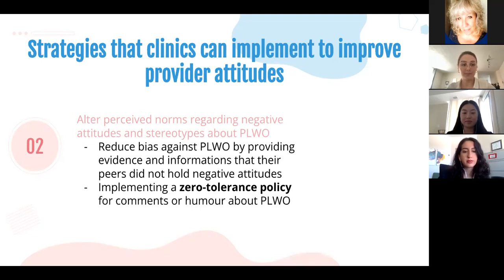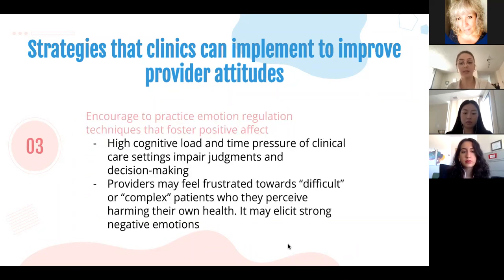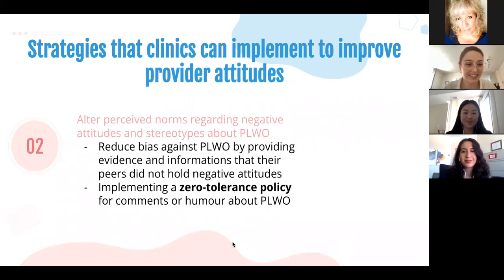The second strategy is to alter perceived norms regarding negative attitudes and stereotypes about people living with obesity. So there is one study in which researchers reduced explicit bias against people living with obesity by providing individuals information and evidence that their peers did not hold negative attitudes towards people living with obesity. So it was 3 experiments, and in one of them, participants decreased negative and increased positive stereotypes after learning that others held more favorable attitudes toward people living with obesity.